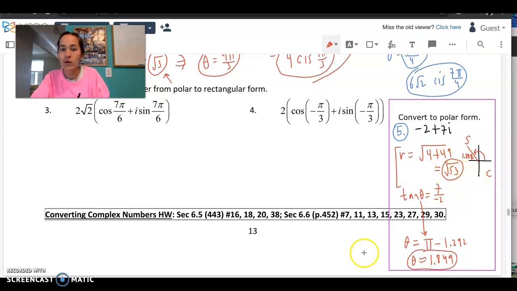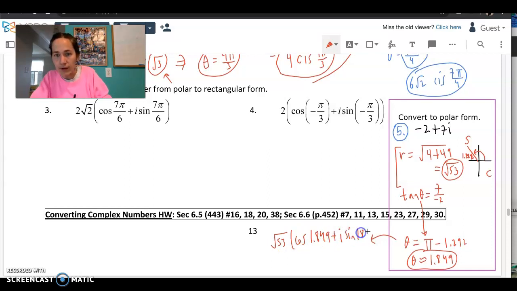Very important how you leave your answer, right? WebAssign would want it all spelled out. So r cosine theta plus i sine theta. So square root of 53, cosine of that approximation, 1.849, plus i sine of 1.849. It's not hard to write it out. It's just a lot to write out.